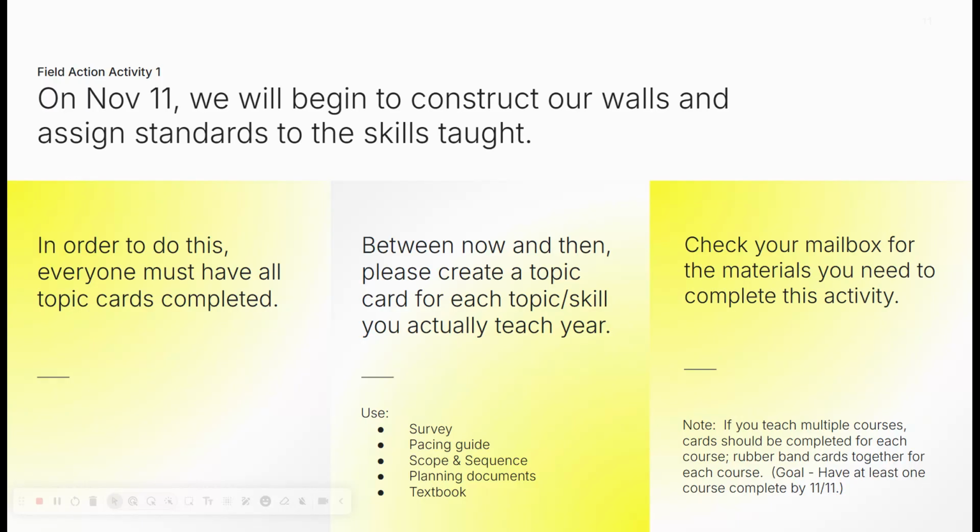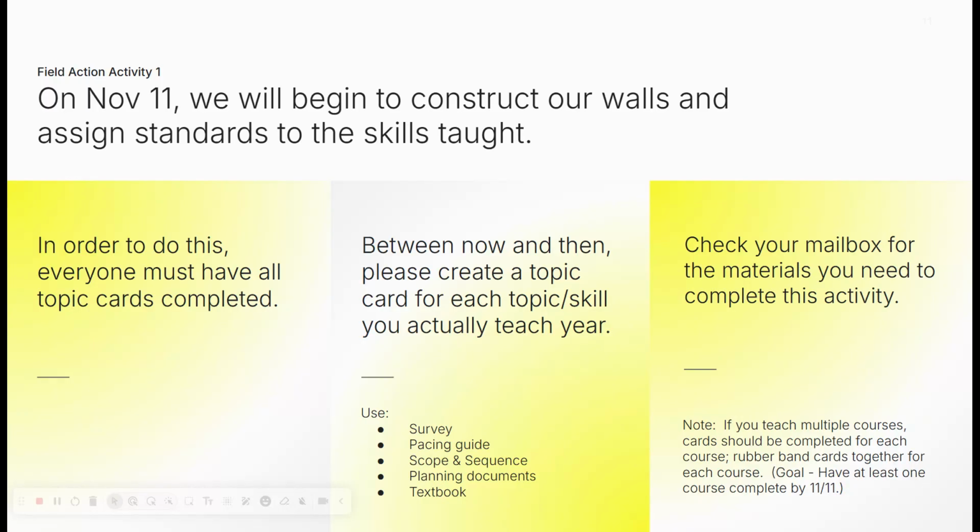If you did not complete your survey, you'll need to pull out things like pacing guides, planning documents, scopes and sequences, course outlines, textbooks, any other information that will help you to complete this activity. In your mailboxes, you should have envelopes that have all of the materials in it that you need to complete this activity. If you did submit a survey, your survey has been printed and placed inside the envelope, in addition to standards, directions, examples, paper, and markers. If you need additional colored paper, please let me know and I will bring that over to you.